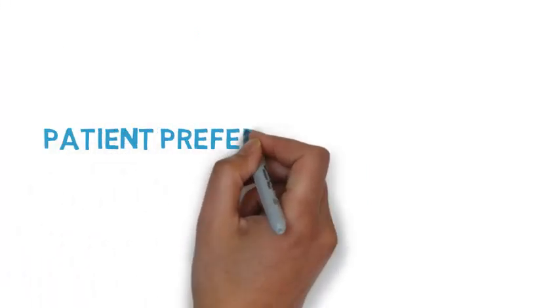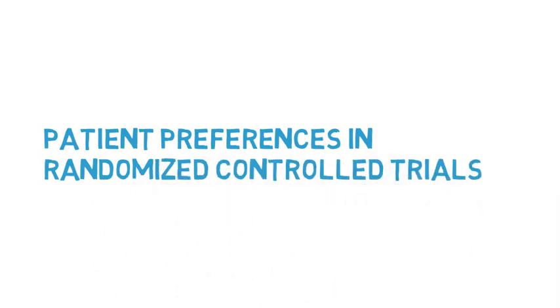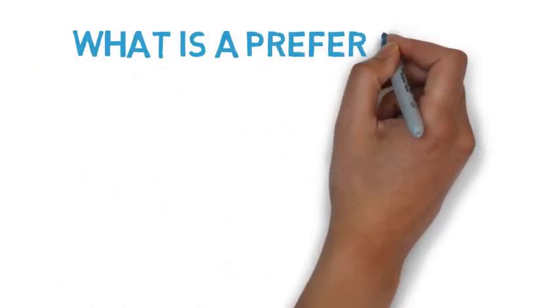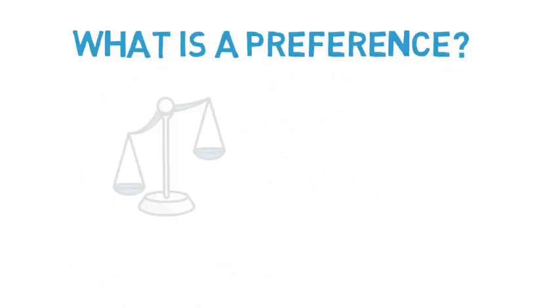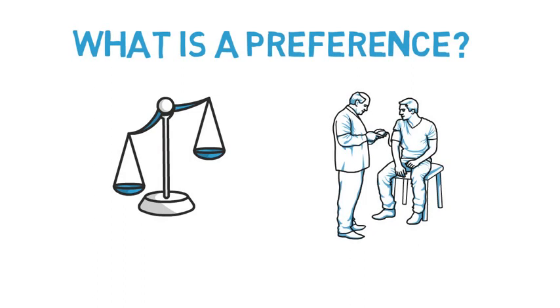Let's talk about patient preferences in randomized controlled trials. To begin, we must first consider what is a preference. A preference is defined as a greater liking for one alternative over another or others. In a healthcare context, a preference can be expressed by a patient regarding the treatment and care they receive. In other words, a patient can express a greater liking for one treatment option over another.